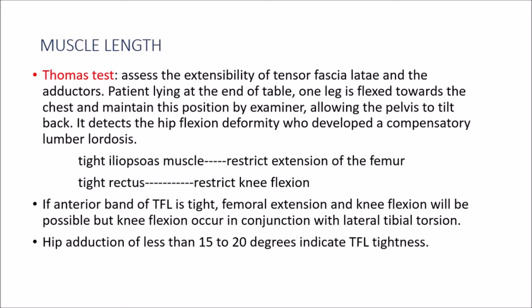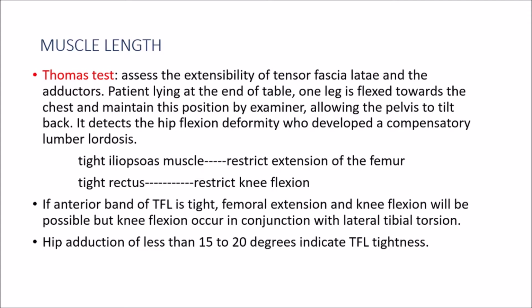This lecture is about the remaining part of the physical examination of the hip, starting from the muscle length. In muscle length, first we will check for the hip flexion contracture. So for detection of the hip flexion contracture, we perform the Thomas test. It detects the hip flexion deformity.